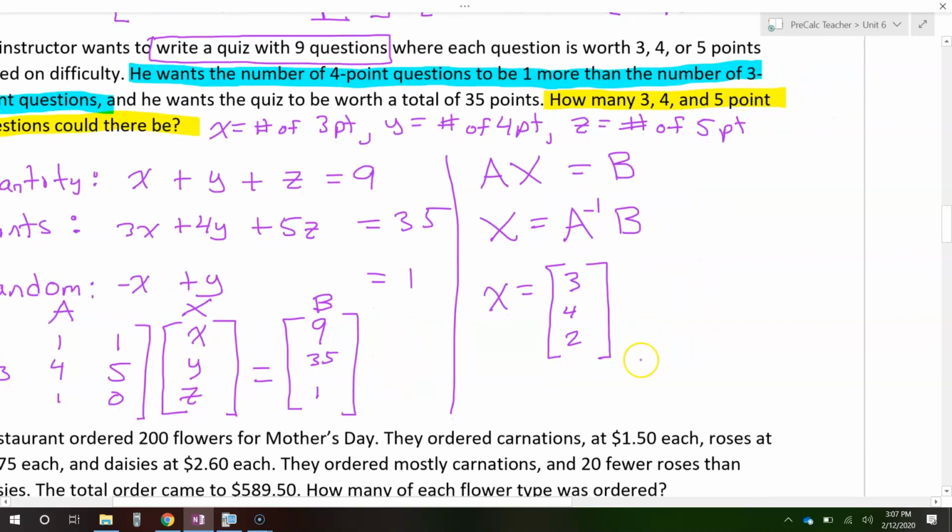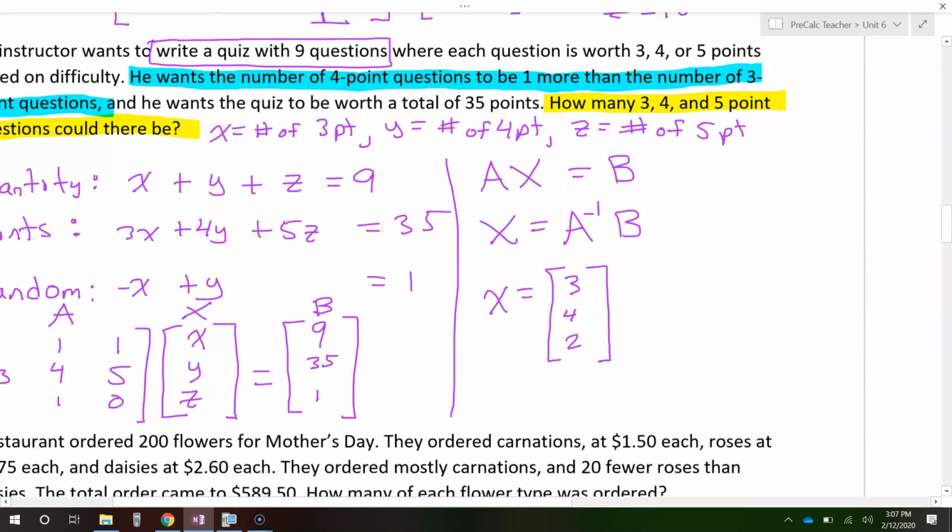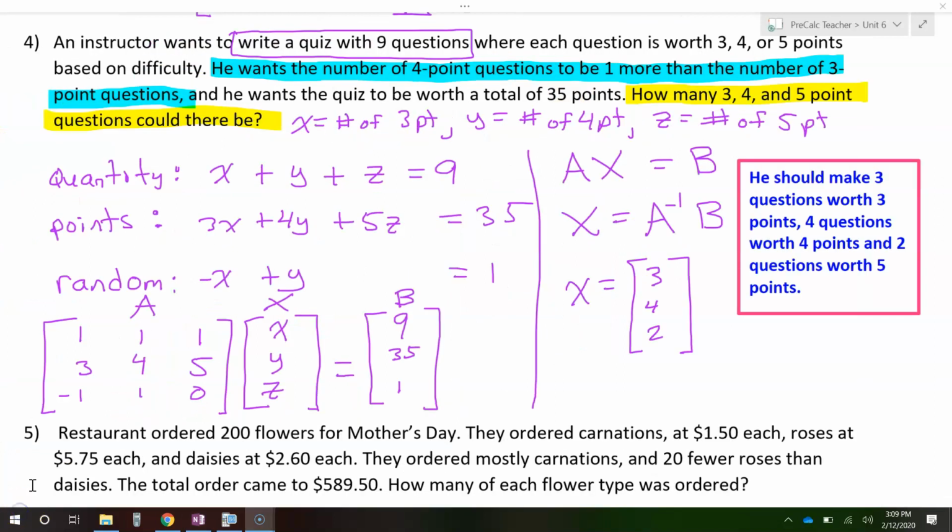Okay, now you can't stop there. Because this was a word problem, you have to go on and put your final answer in words. So for full credit, your final answer should look like this. You should make 3 questions worth 3 points, 4 questions worth 4 points, and 2 questions worth 5 points.